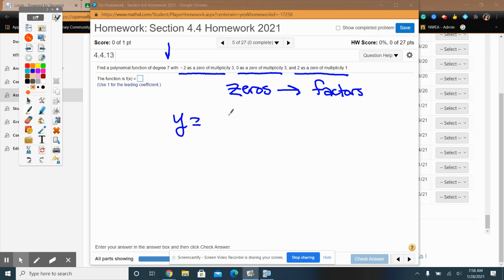If -2 is a 0, then x plus 2 is a factor. That multiplicity 3 means it will come up 3 times. 0 is a 0. Yes, that's the hard one. If you need to write x minus 0, you can, but realize that doesn't look right. It's just plain Jane x. So we'll put that in front. The multiplicity 3 means it will come up 3 times. And 2 is a 0 with multiplicity 1 means x minus 2 is a factor, excuse me, with multiplicity 1. I'll just leave it.